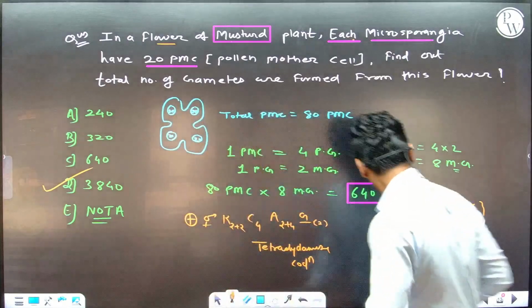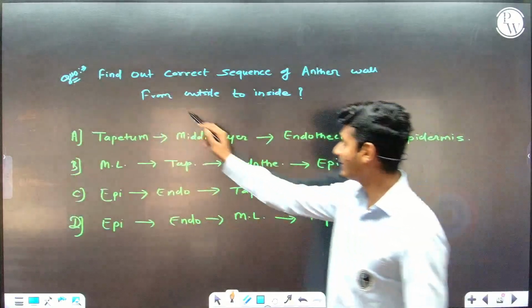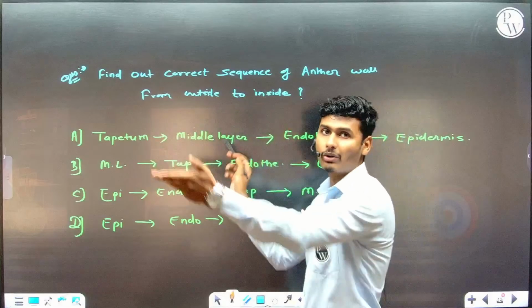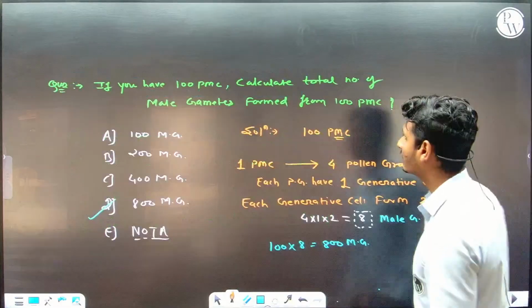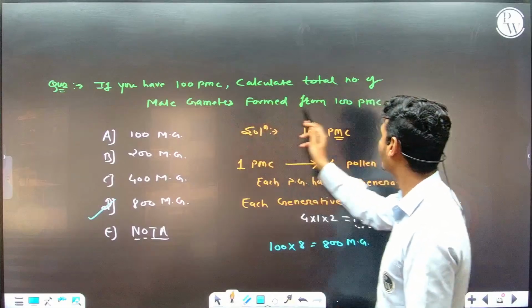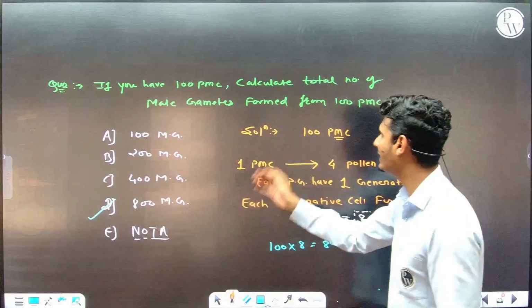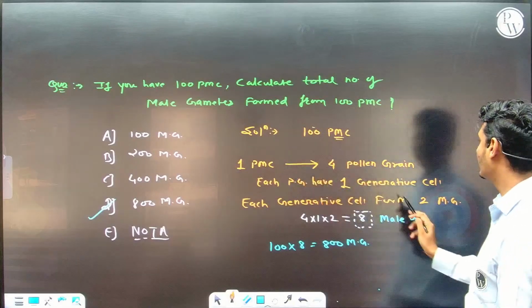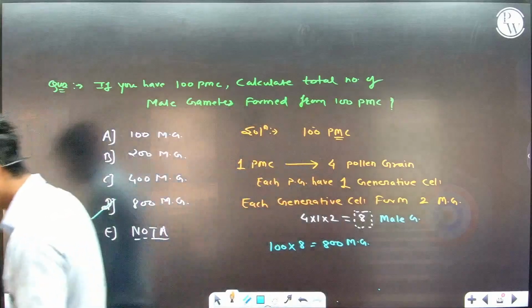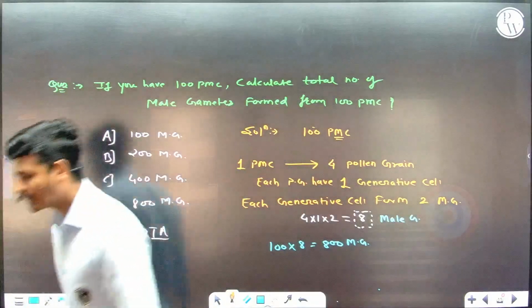Yes, but those kinds of questions are asked in the examination. Find out the correct sequence of the anther wall from outside to inside, or inside to outside also. Then if you have 100 PMC, calculate the total number of male gametes from 100 PMC. This is very easy. 100 PMC means from 1, 8. So from 100 PMC, 800. This kind of question they are asking. Getting my point?